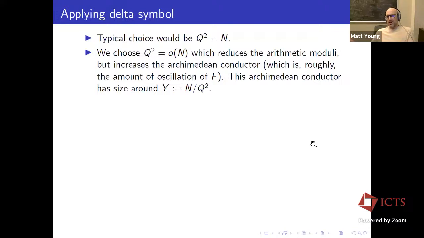So the standard, out of the box choice for the delta symbol is to take q squared equals n. That's always the traditional choice, but there have been a lot of advances in the area, with more clever choices for these parameters depending on what your problem is, and there's a vast amount of work on this that maybe you've seen mentioned in some of the other talks. For this problem, again following the short interval method, we're going to choose q smaller than that.